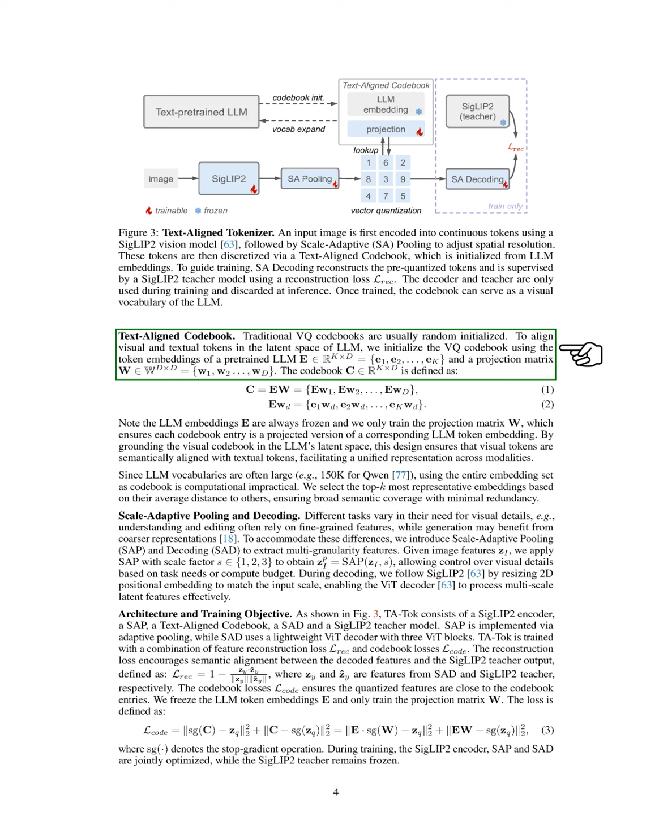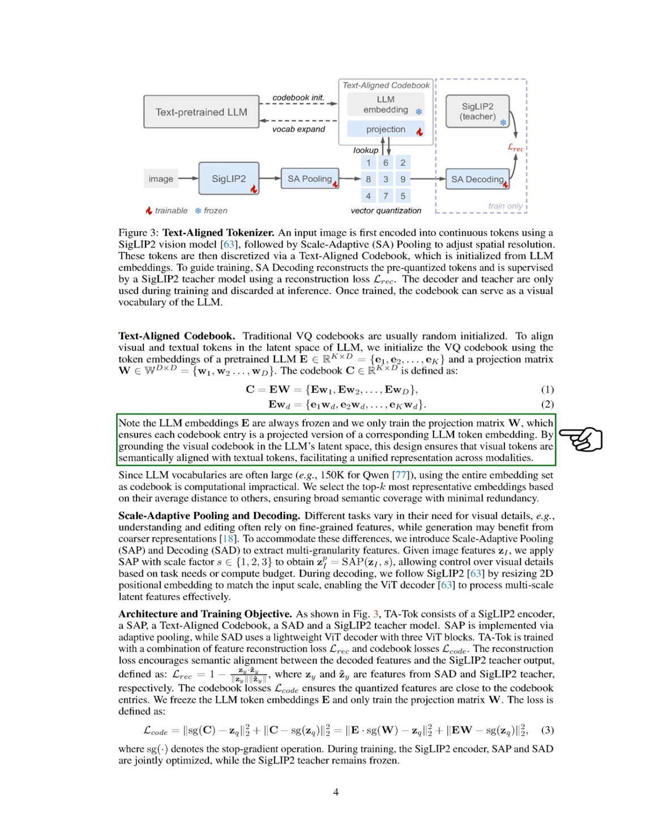In traditional VQ, codebooks are often initialized randomly. To better align visual and textual tokens, we initialize the VQ codebook using token embeddings from a pre-trained language model and a projection matrix. The codebook is defined in a way that ensures each entry corresponds to a projected version of a language model token embedding. This design helps to semantically align visual tokens with textual ones, creating a unified representation across different modalities.